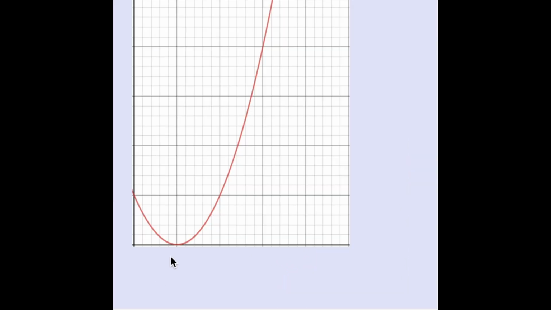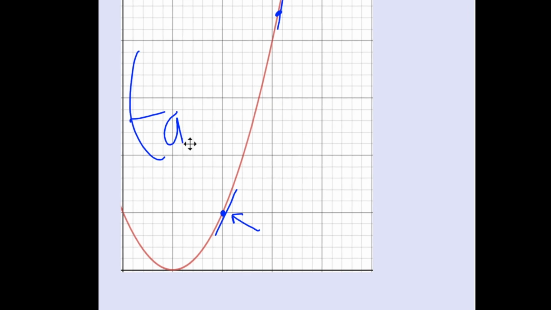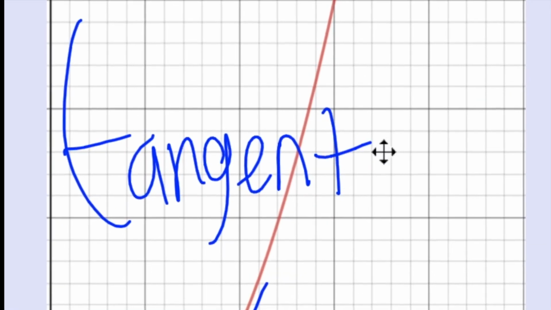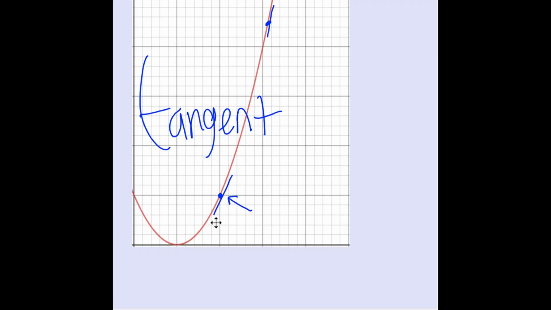Okay, so let's go ahead and apply that to this right here. We're going to find the slope of a curve. If you notice, a curve isn't constant like a line. The slope is always changing depending on where you are on the curve. Right here, the slope is not the same as the slope up here. And if you see what I'm drawing here, these little lines are called tangent lines. Tangent means it touches the curve at 1 point.